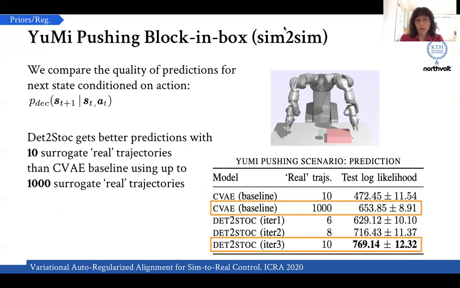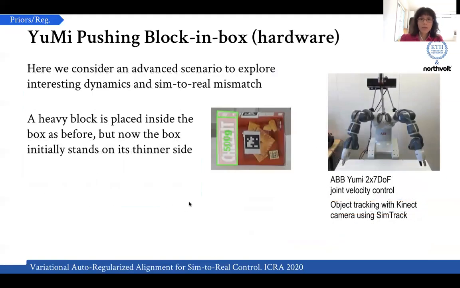surrogate real trajectories. We're still doing this in simulation, but with a version of the simulator whose parameters we've hidden from the algorithm, and we consider that the surrogate reality. So we can take just 10 of them, and we would achieve better test log likelihood on these reconstructions than a conditional variational autoencoder would achieve with 1,000 of these trajectories, so 100 times more data. That's very promising, and with that we were ready to take it to the hardware experiment.